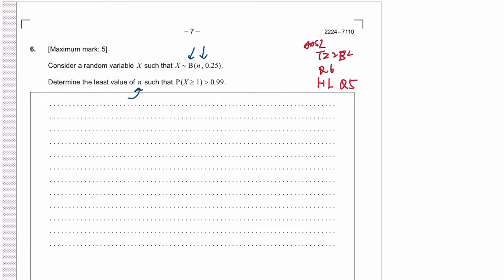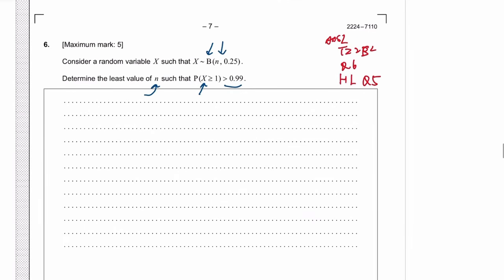n so that the probability that the number of successes is bigger than or equal to 1 is bigger than 0.99. So I know a lot of students in that year simply do trial and error on their GDC to get n, and that is actually accepted, right? That's actually a method that is in the marking scheme. But I guess I'll show you the actual intended way.